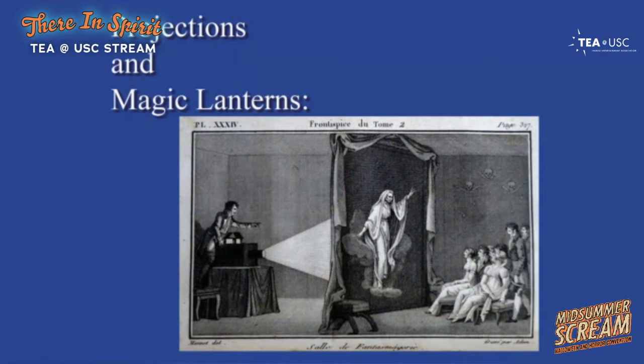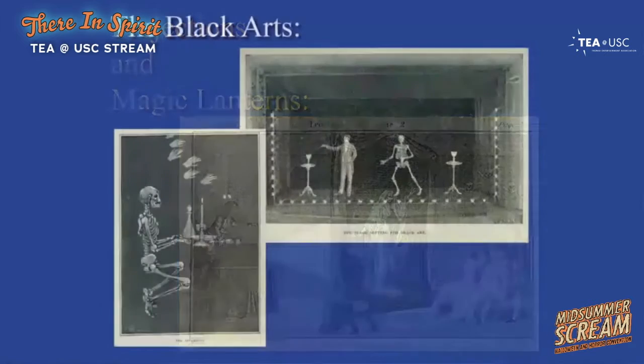Projections and magic lanterns. Magicians like Gaspard Robertson created shocking phantasmagoria in 1802 by using magic lantern slides, a new innovation. The magic lantern slides would be moved by hidden operators to make the images course around the room to make the audience believe that ghosts were real.